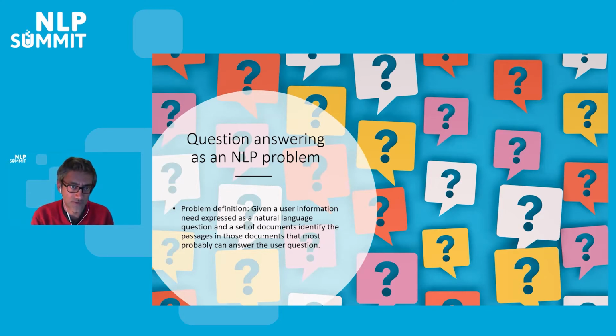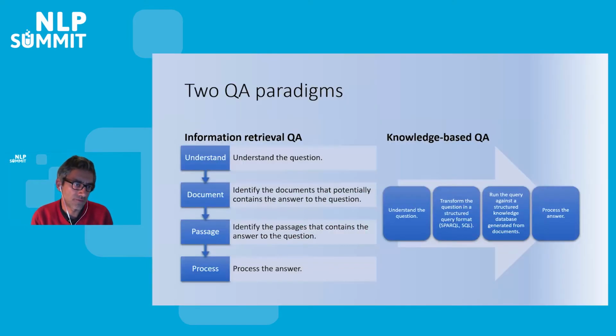So basically, in question answering problems, you have two big paradigms. On the left side, you have an information retrieval question answering approach, where you first need to understand the question from the user in natural language. Then you need to identify the documents that potentially contain the answer to the question. Then you need to specifically identify the passages or pieces of that document that contain the answer, and then you need to process the answer and show it to the user in a relevant and meaningful way.